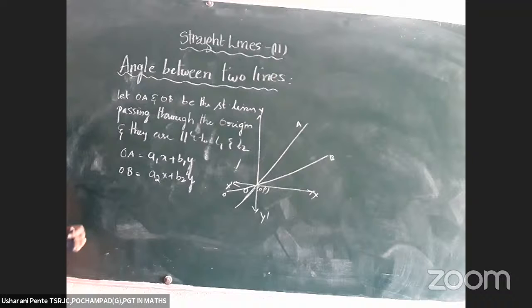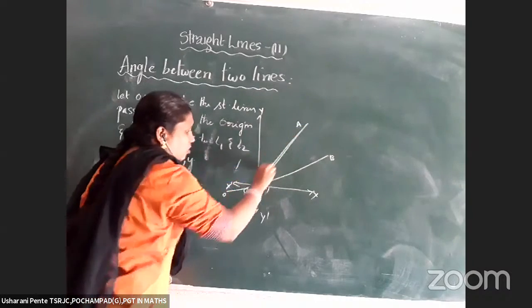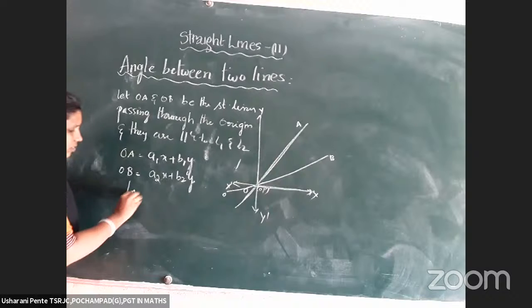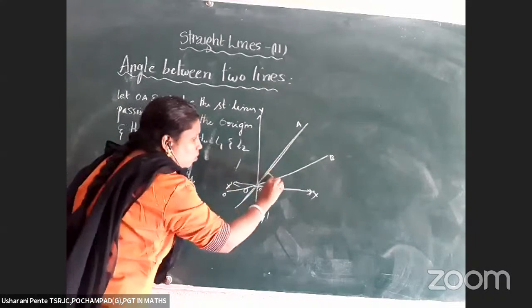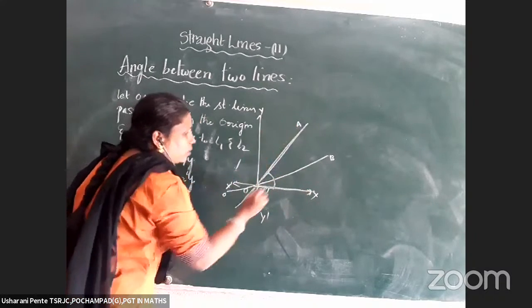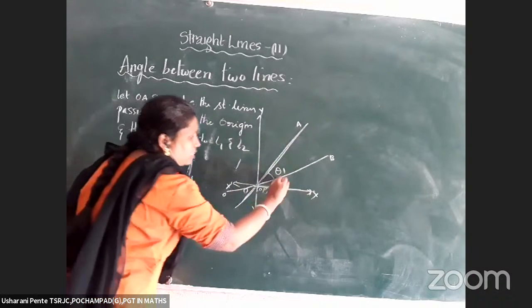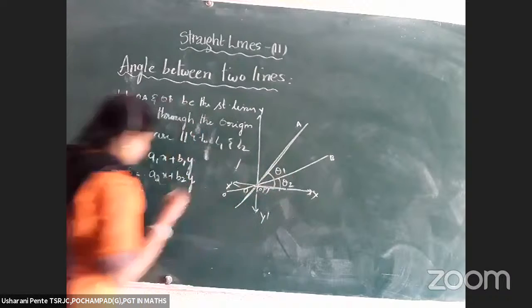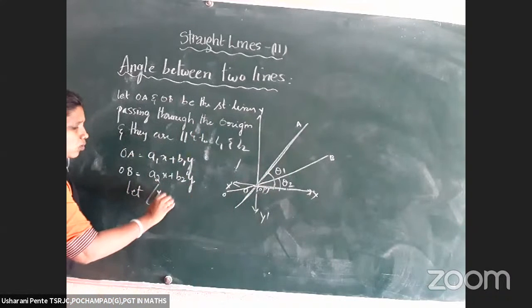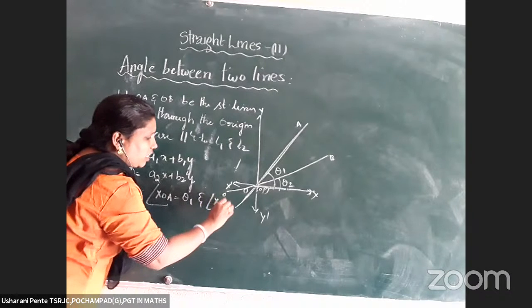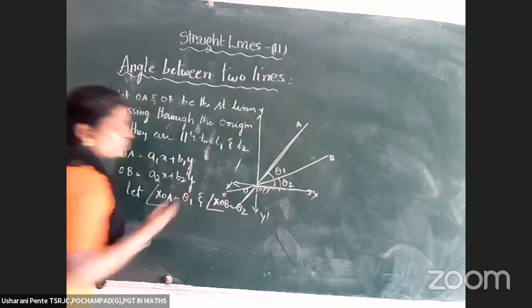Then what about the point? If we consider a point, and what is the angle? So let us see the angle. Let angle XOA be theta 1 and angle XOB be theta 2.